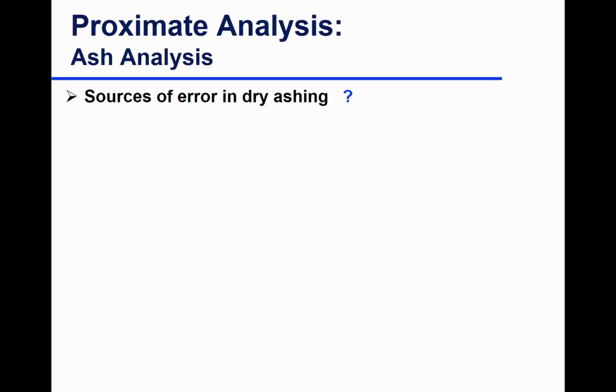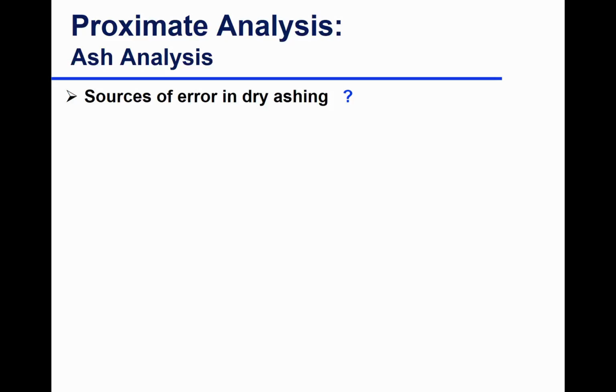So it's a simple procedure, but it is associated with a few errors. We're talking about just sources of error for dry ashing. Go ahead, Ben. If you don't burn off the organic compounds, then you can have overestimation. That is one thing, yes. You can have overestimation if you don't completely burn off all your organic matter.